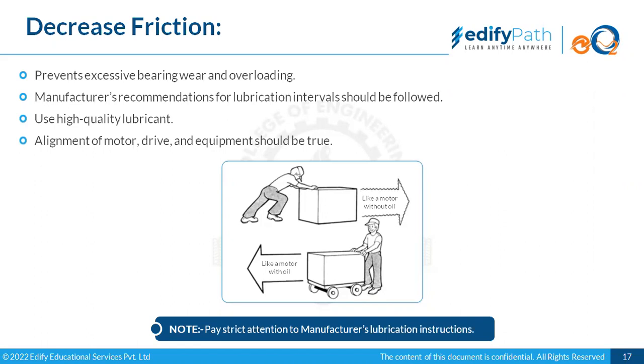If it has been mentioned that for a continuously running motor we have to change the bearing every 6 months, that should also be done. By ensuring all these things, we can get more reliability from the motor and can use the motor for a much longer duration. So pay strict attention to the manufacturer's lubrication instructions. Lubrication and time to time overhauling are a must for better utilization and better running of the motors.